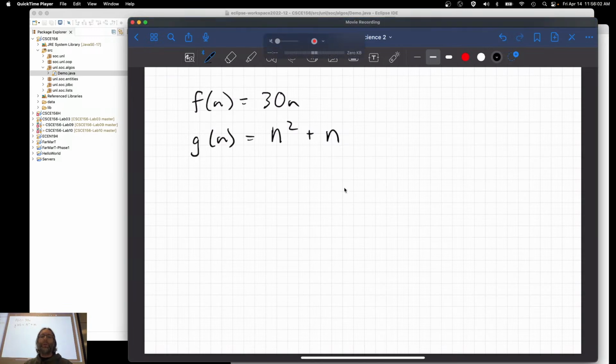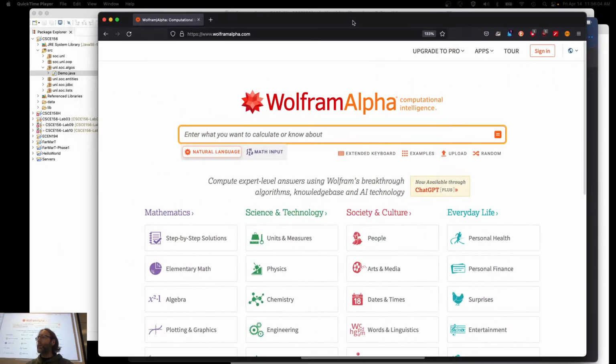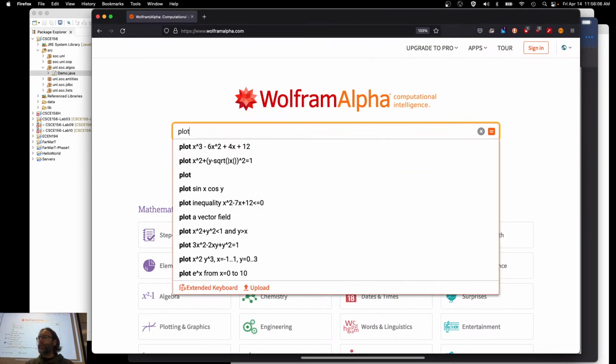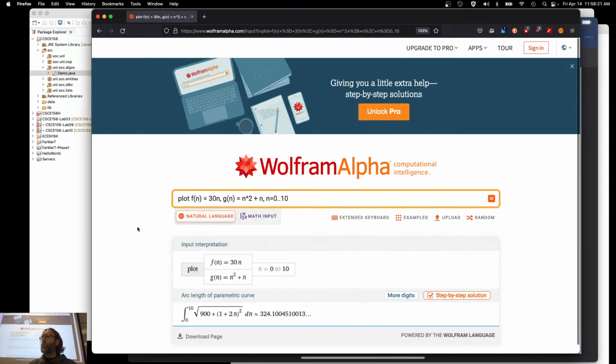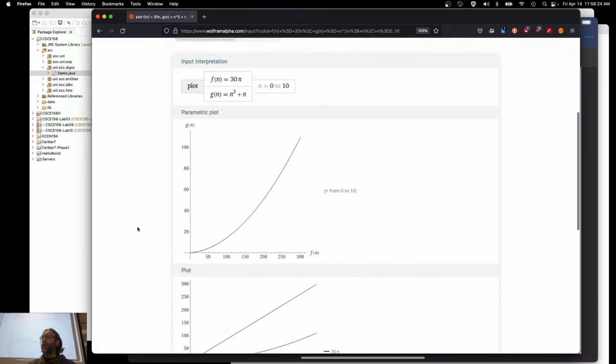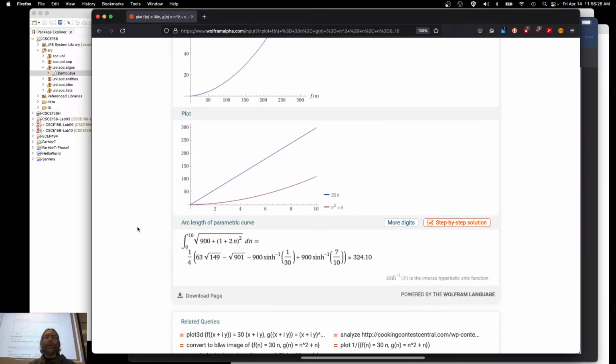I want to plot those two things. And so I'm going to get Wolfram alpha to do it for me. Plot f of n is equal to 30n, g of n is equal to n squared plus n. And let's only focus on it for small values, 0 up to 10, okay? Ignore that first plot, it's a parametric plot. I want the actual plot here. The blue line is 30n. The red line here is n squared plus n.